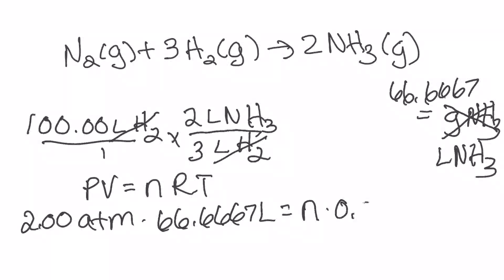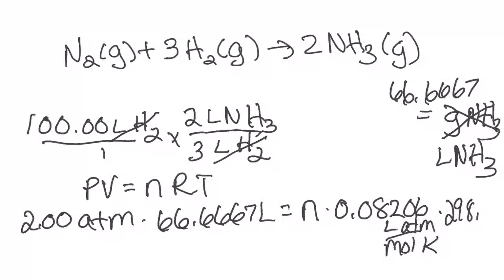R is 0.08206 liter atmospheres per mole Kelvin. And I'm at 25 degrees Celsius, which is 298.15 Kelvin.